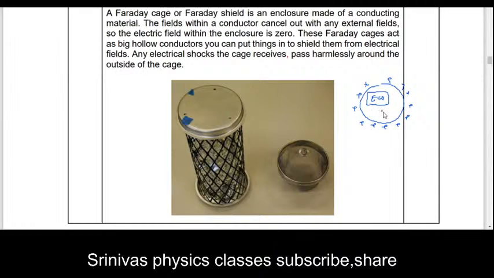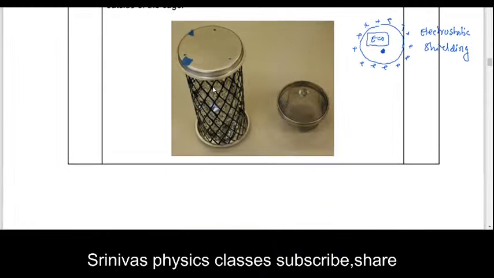Electric field is zero means if any material is placed there, it will be safe. If any extra charge is given, it resides on the surface only. Charge never enters the inside of the sphere. That's why, if you keep any sensitive elements inside the sphere, they are protected. This is said to be electrostatic shielding. We discussed electrostatic shielding in the previous class, right? Based on electrostatic shielding, they are asking the questions.